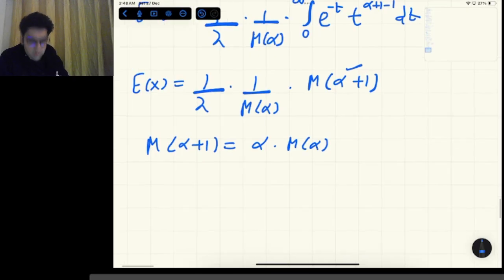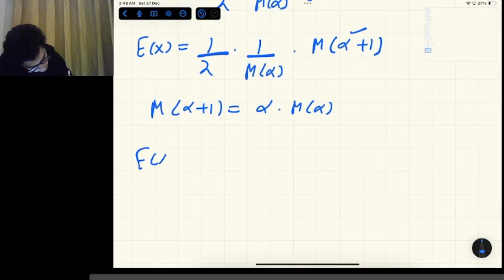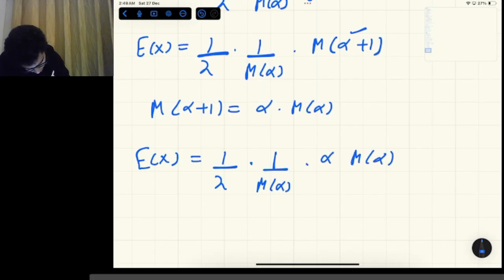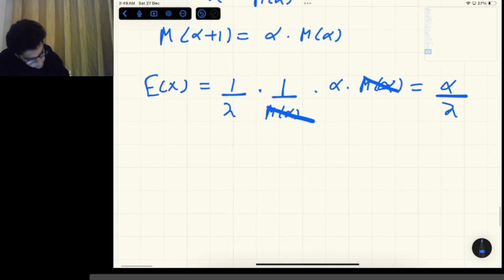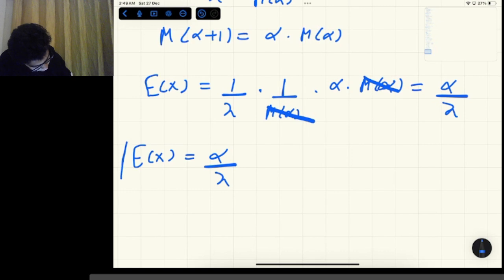So this gives me e to the power x 1 upon lambda into 1 upon gamma alpha into alpha gamma alpha. Now I can just cancel this and I'll be getting alpha upon lambda. So my expected value becomes alpha upon lambda.